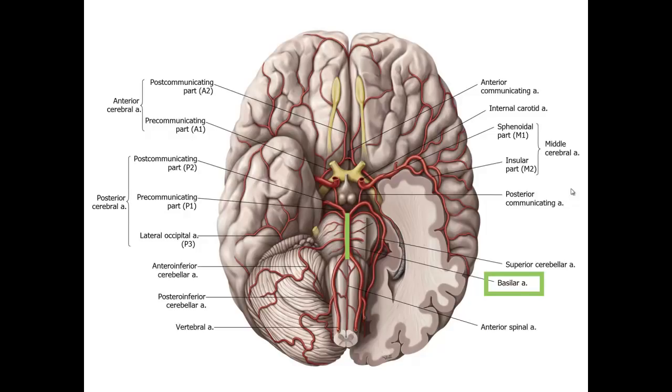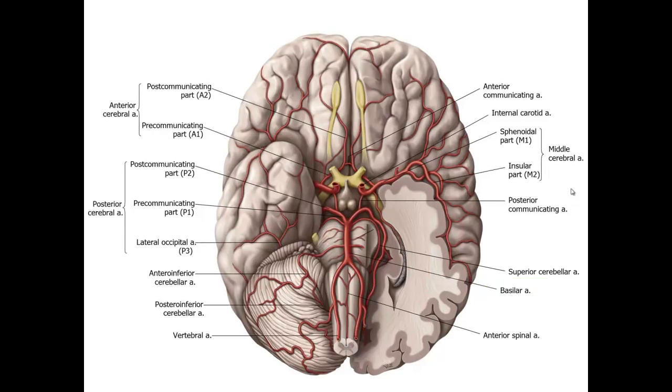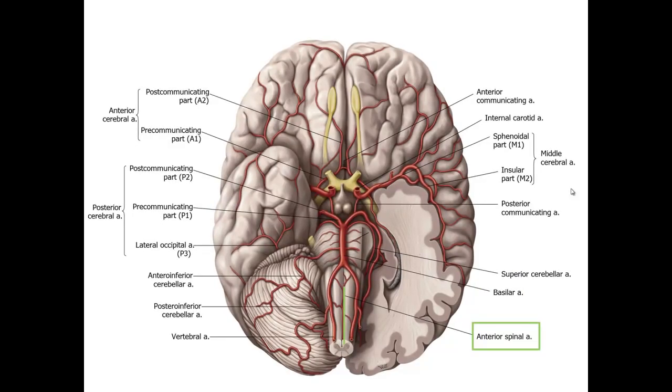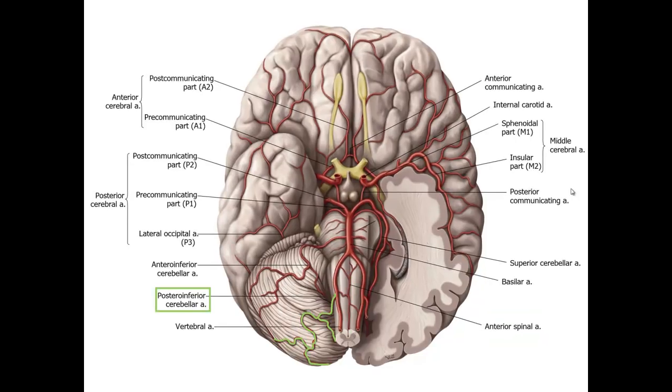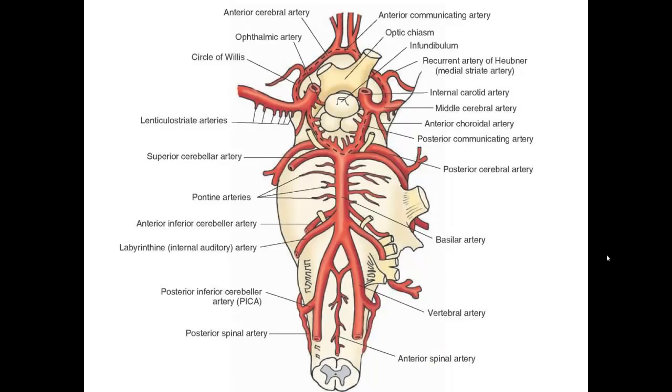Off of the vertebral arteries, there's two branches we want to look at. We have first our anterior spinal artery. It's going to run along the ventral median fissure of the spinal cord. And the next is our posterior inferior cerebellar artery. Off of the posterior inferior cerebellar artery, we actually have a branch not shown in this picture. So to see that, we're going to switch to this one.